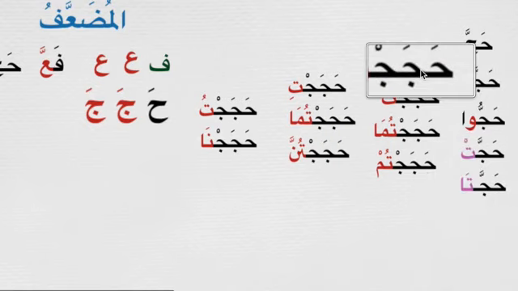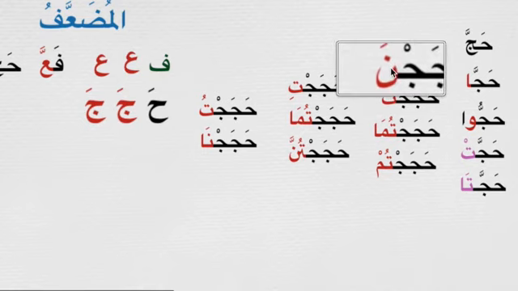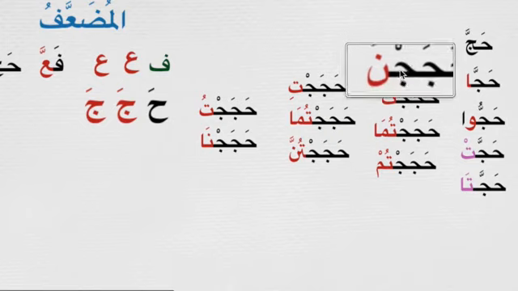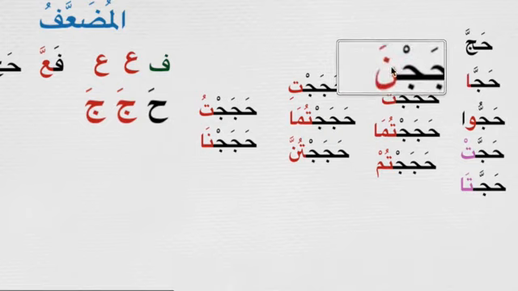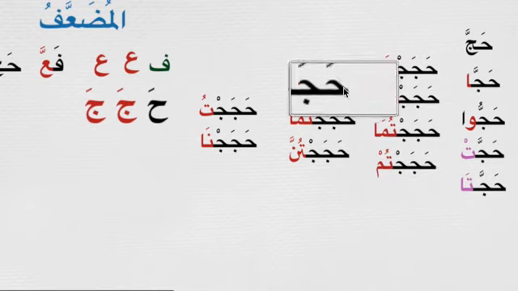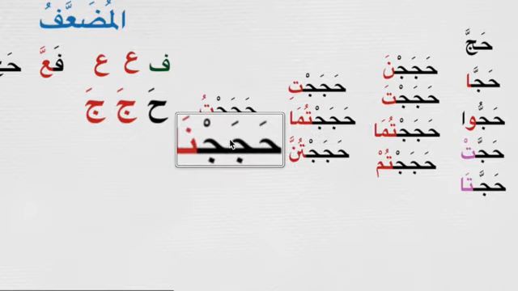When we get mutaharrik pronouns, like the noon from noon niswa, from hunna, the original form comes back and the lam kalima gets opened up and gets sukun, so it becomes hajajna. Then we have hajajta, hajajtuma, hajajtum, hajajti, hajajtuma, hajajtunna, hajajtu, hajajna.